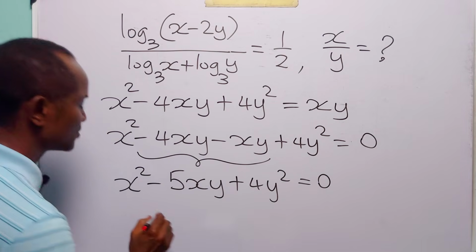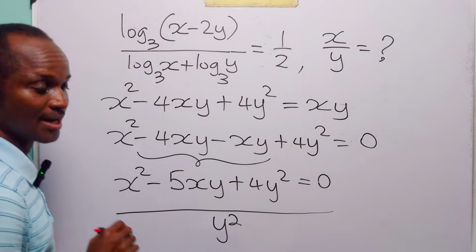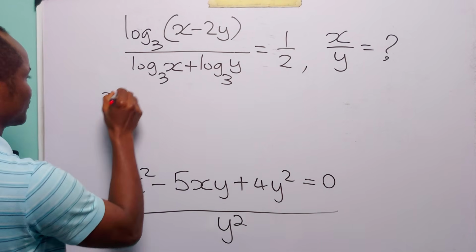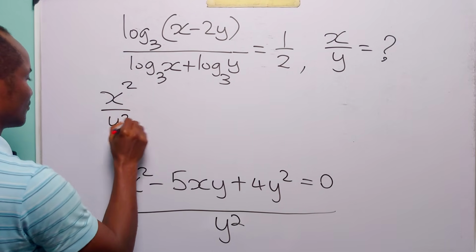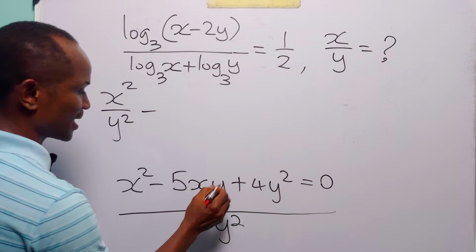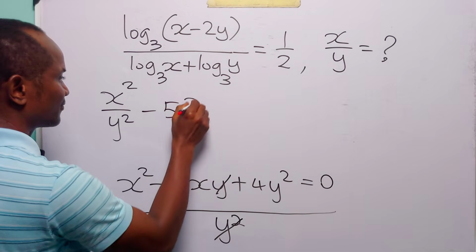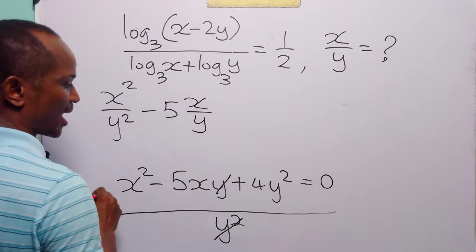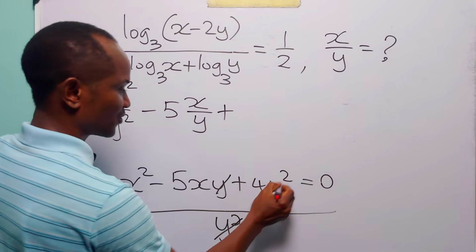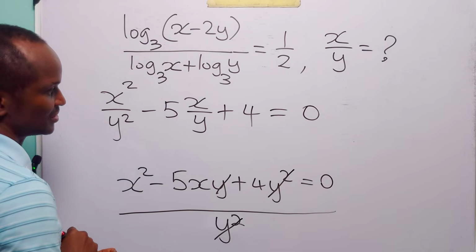Now, the next thing we are going to do is divide through this equation by y squared. Here we have x squared over y squared minus 5xy divided by y squared. This is going to take one y from that, leaving us with 5x over y. Then we have 4y squared divided by y squared. Of course, this is going to cancel, leaving us with 4. And this is equal to 0.